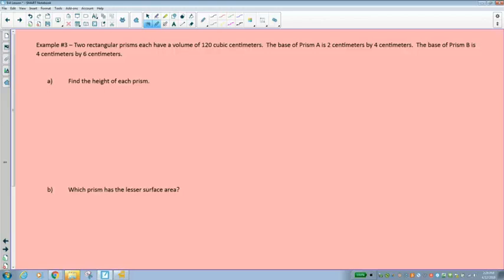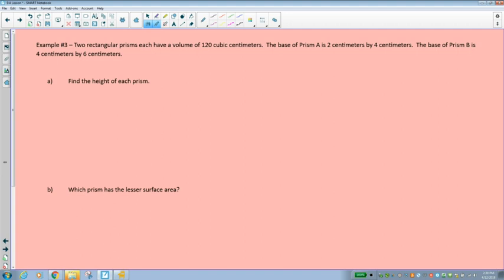Two rectangular prisms each have the volume of 120 cubic centimeters. The base of prism A is 2 centimeters by 4 centimeters. The base of prism B is 4 centimeters by 6 centimeters. Find the height of each prism.